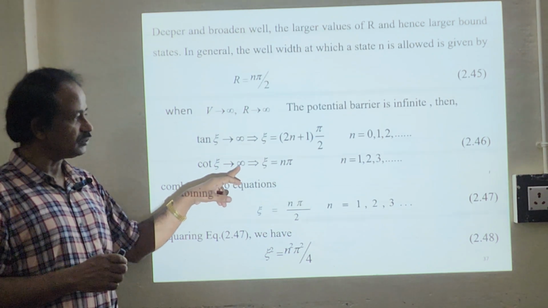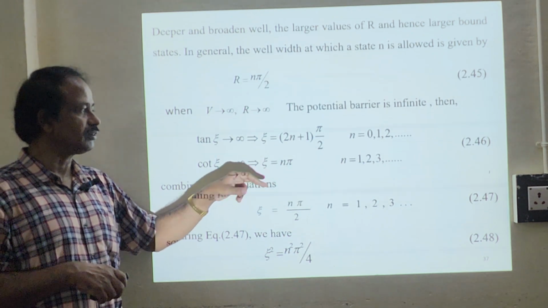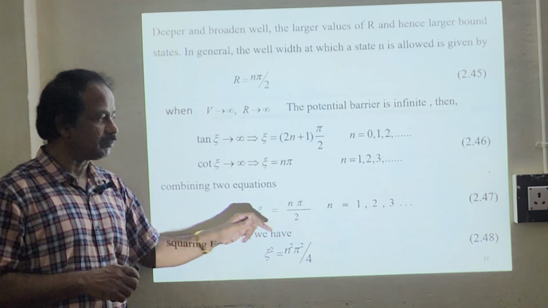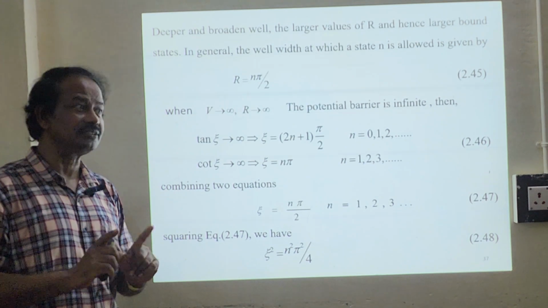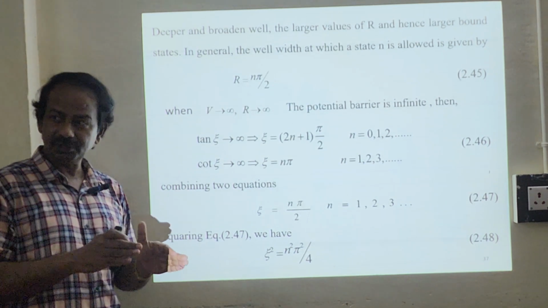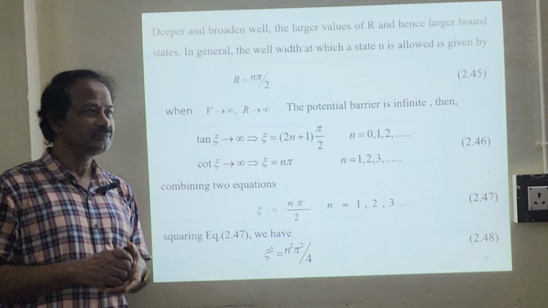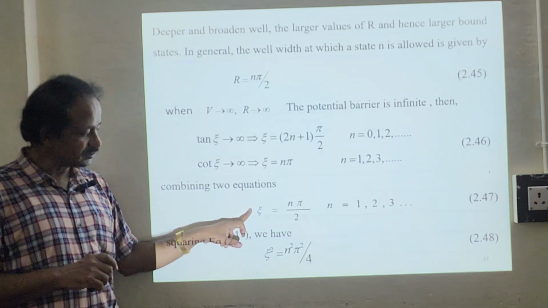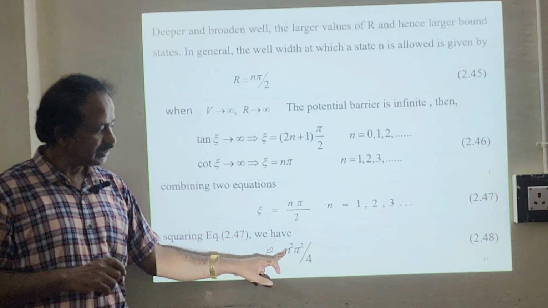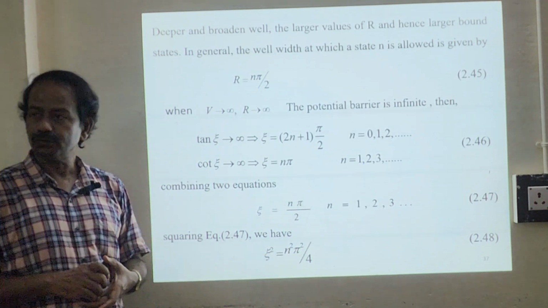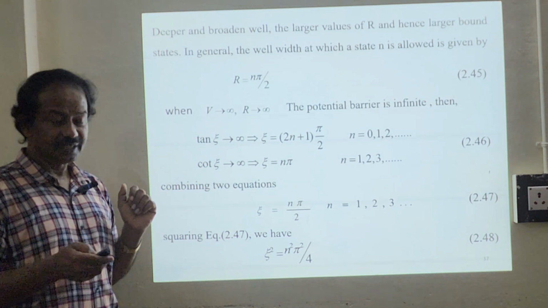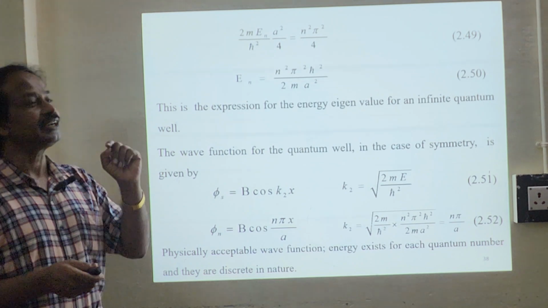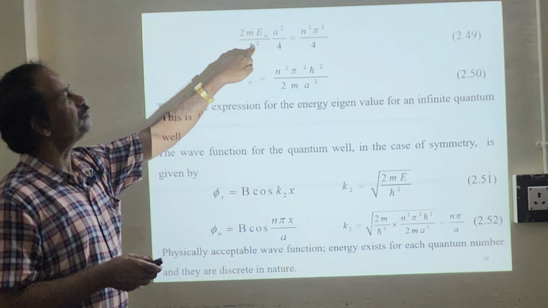When xi tends to infinity, this condition will be satisfied: 2n plus 1 times pi by 2. When cot psi tends to infinity, this condition will be satisfied: psi equal to n pi. Put together, that gives xi equals n pi by 2, n equals 1, 2, 3. It is not 0; it is 1, 2, 3. If it is 0, there exists no wave function, so it has to start only with 1. Squaring, that gives xi squared equals n squared pi squared by 4. Xi is connected with k2, and k2 is nothing but 2mE by h bar squared.